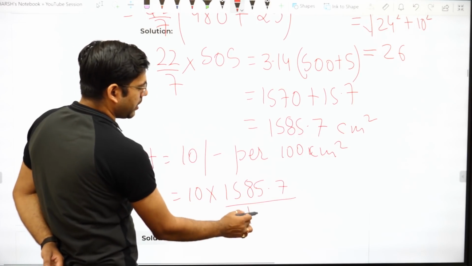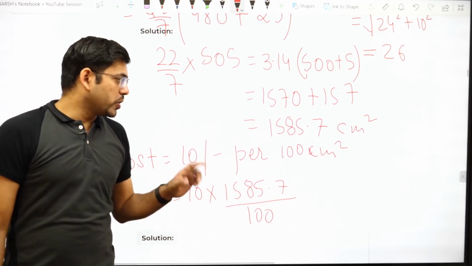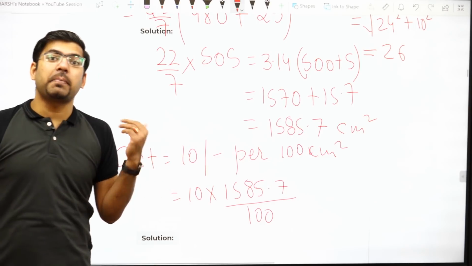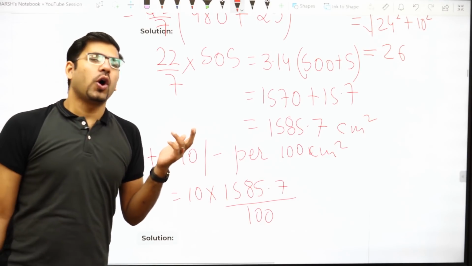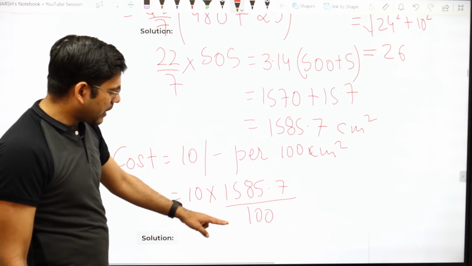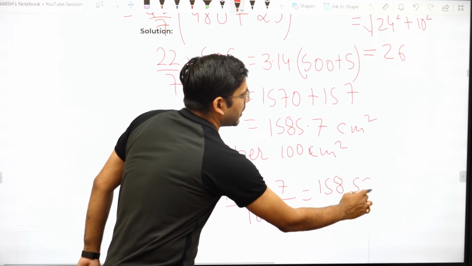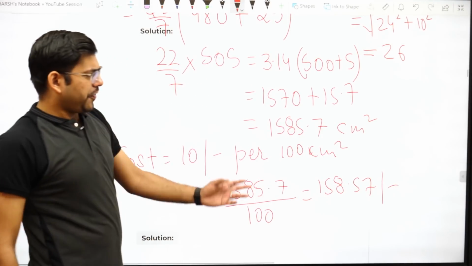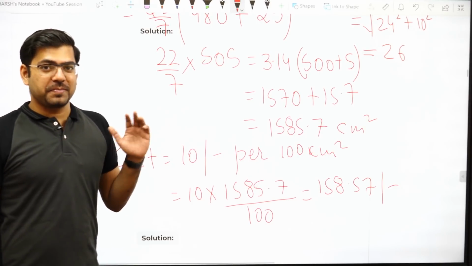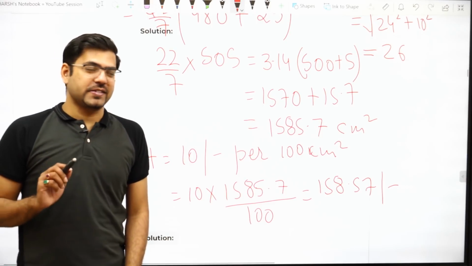1585.7 divided by 100, because for every 100 rupees 10 rupees is charged. So you can either take it out in 1 centimeter square, that for 1 centimeter square 10 paise would be charged, something like that, or you can do it like this. So now you have only calculation. So I guess the calculation would be 158.57 rupees. I don't think I have made any mistake in the calculation, but if I have, please ignore and correct it on your own, because in mathematics it happens.